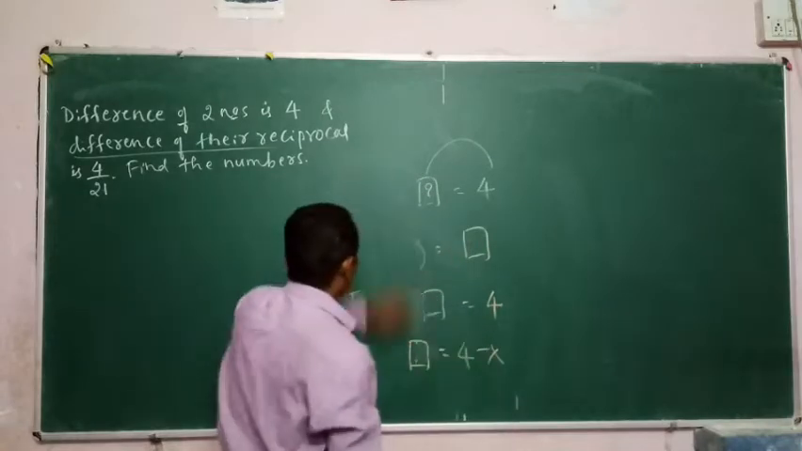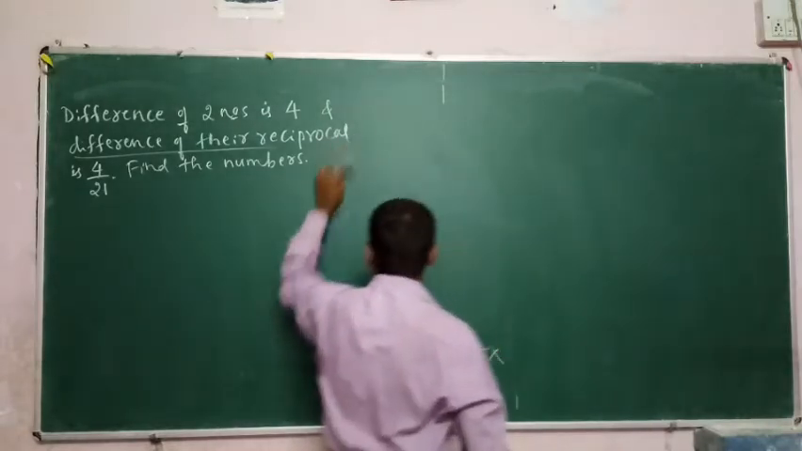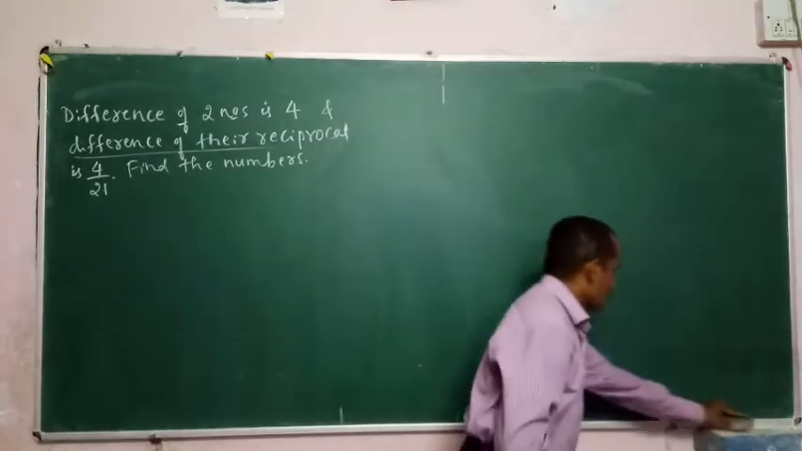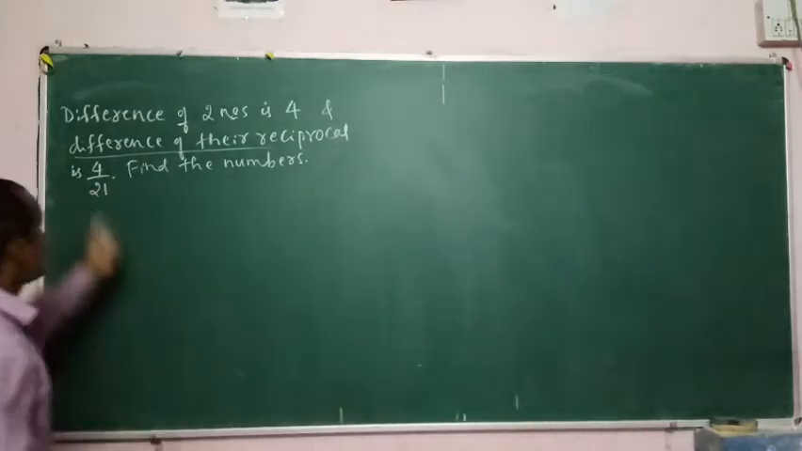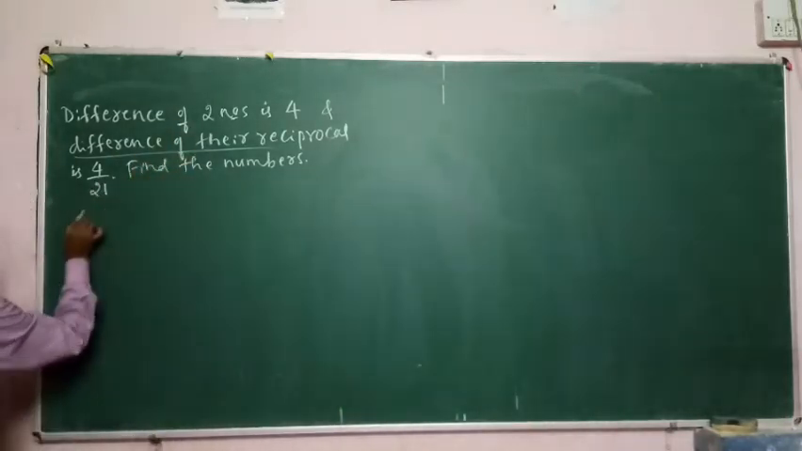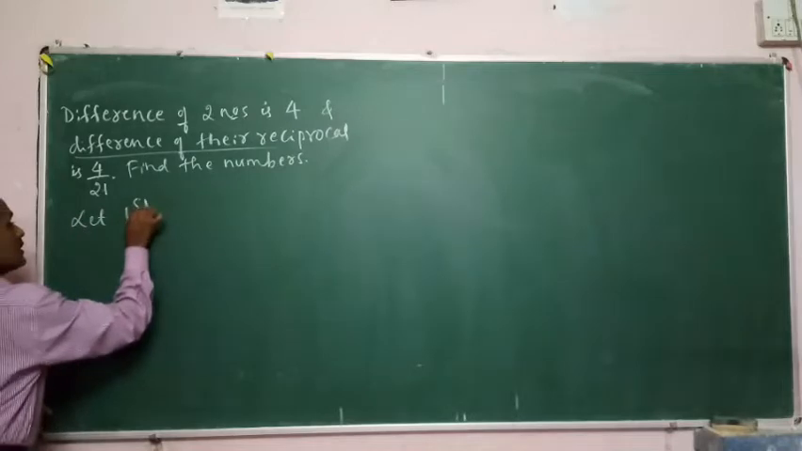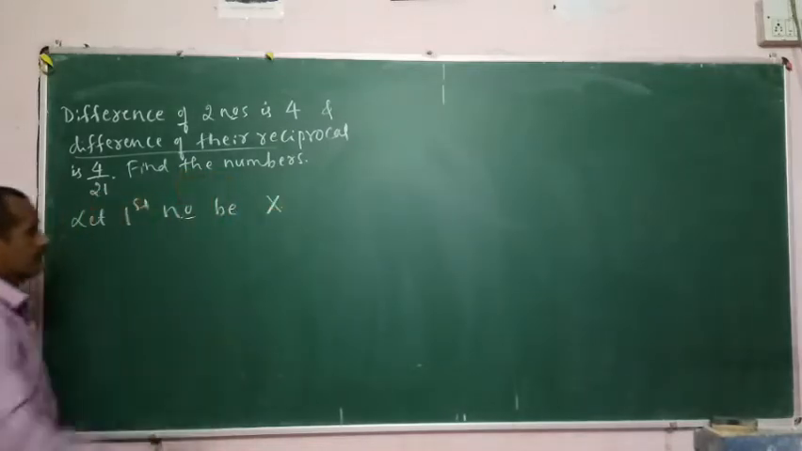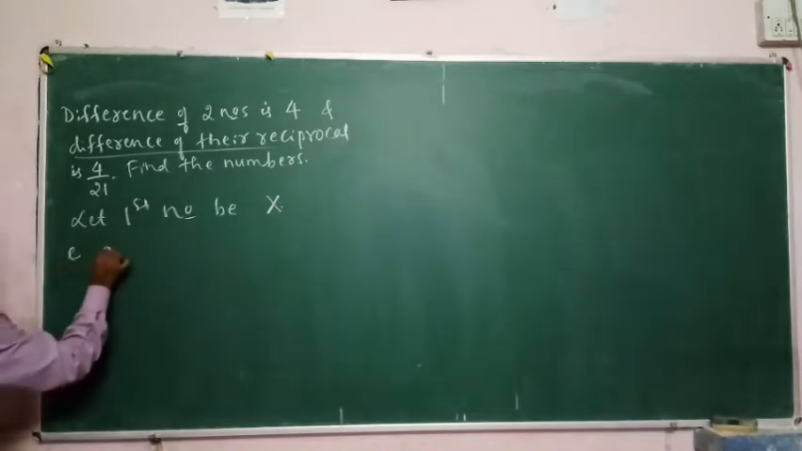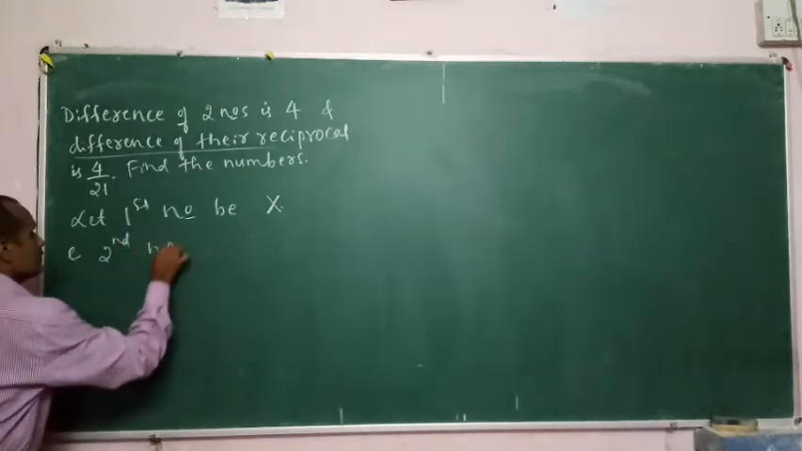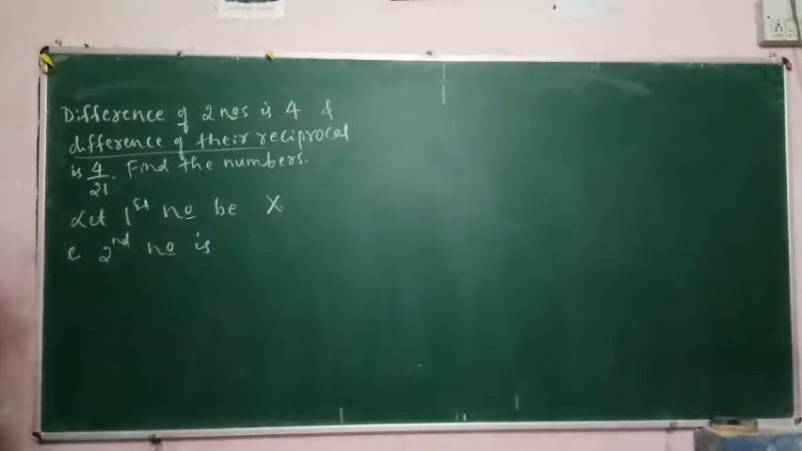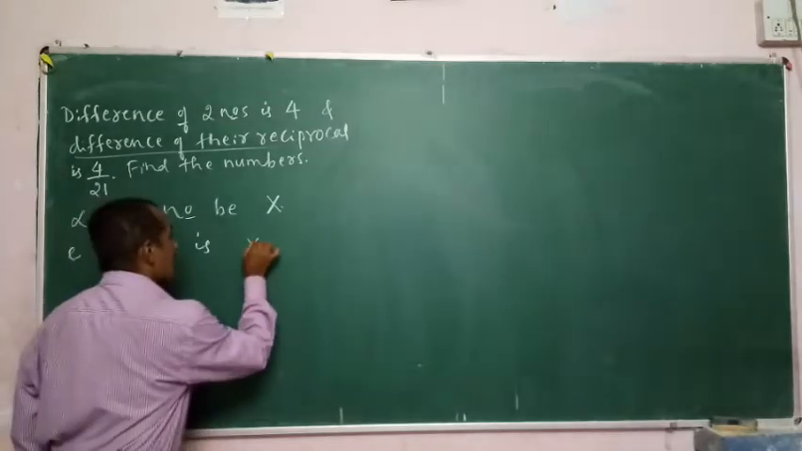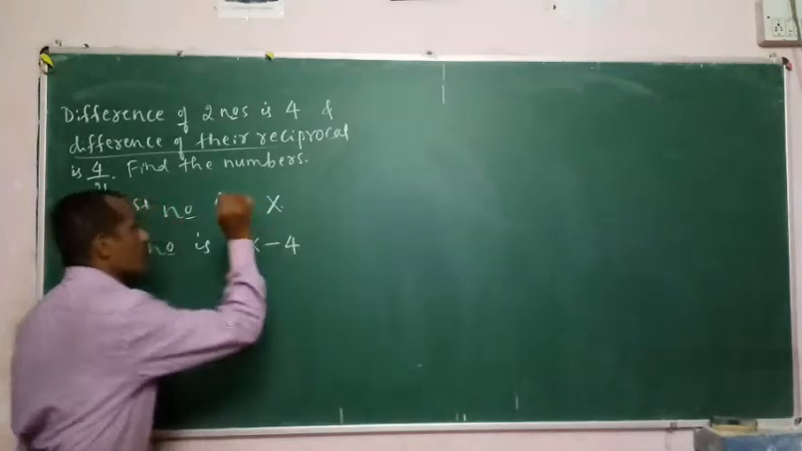Okay, I will write now. I will solve this problem. Difference of two numbers is 4. Let the first number be x, and the second number is what? It is x minus 4.